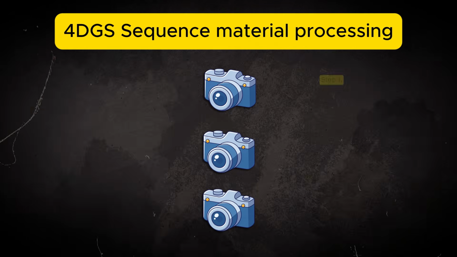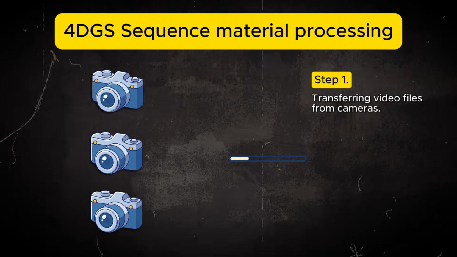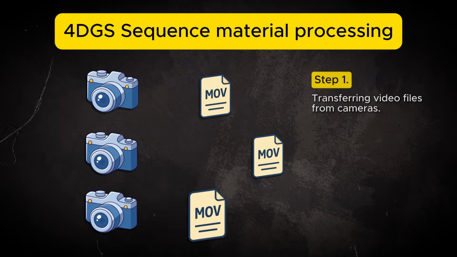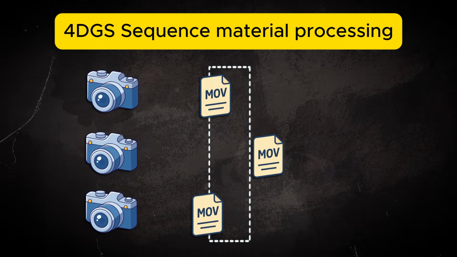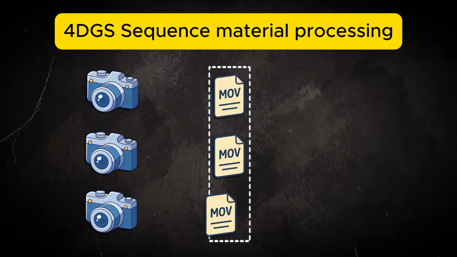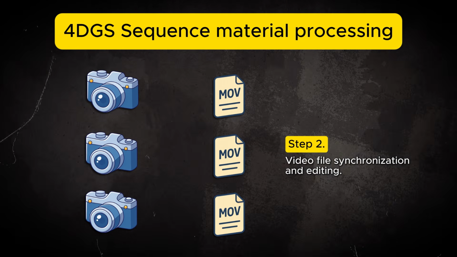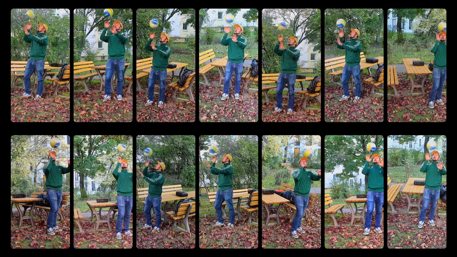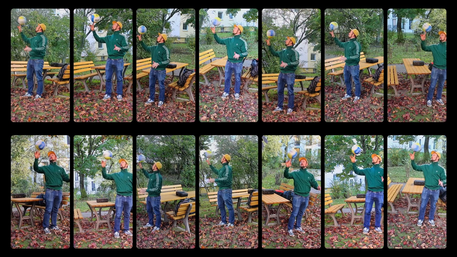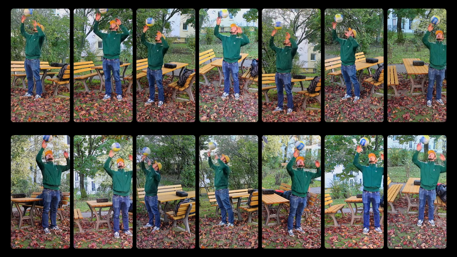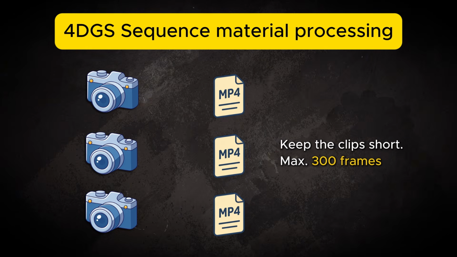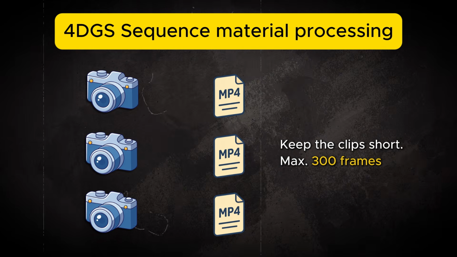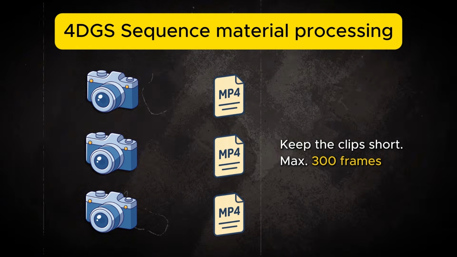At the beginning, the video files are extracted from the cameras used in the capture rig. These files need to be synchronized and edited with each other to frame accuracy so that they simultaneously show the same recorded scene from different angles. I usually use very short MP4 files, each of which covers a maximum of about 300 frames of a scene.